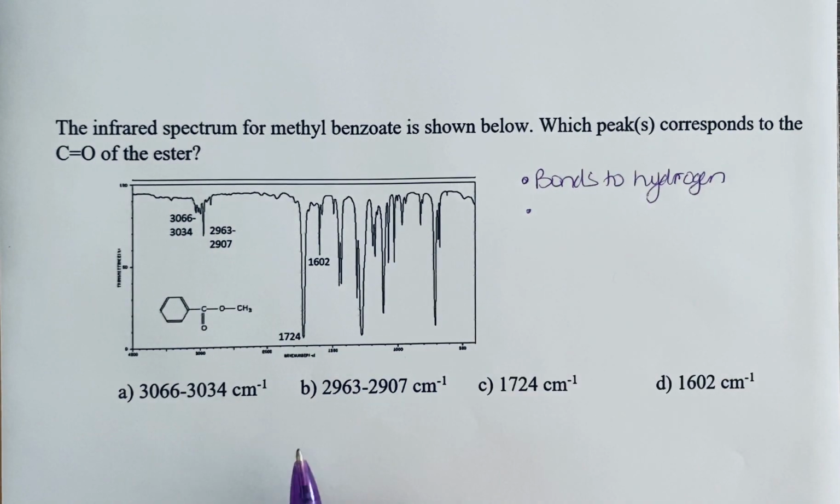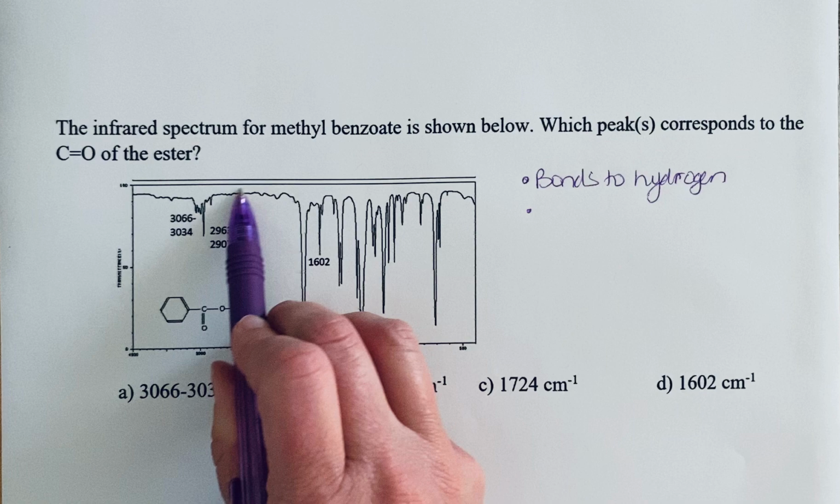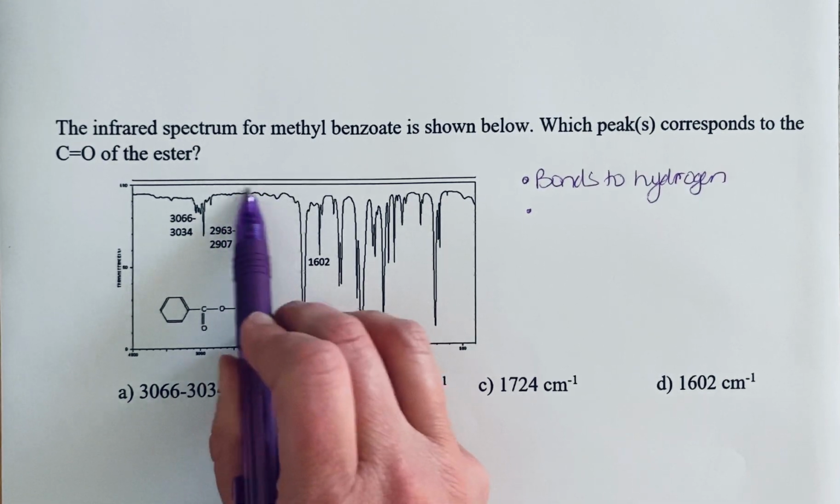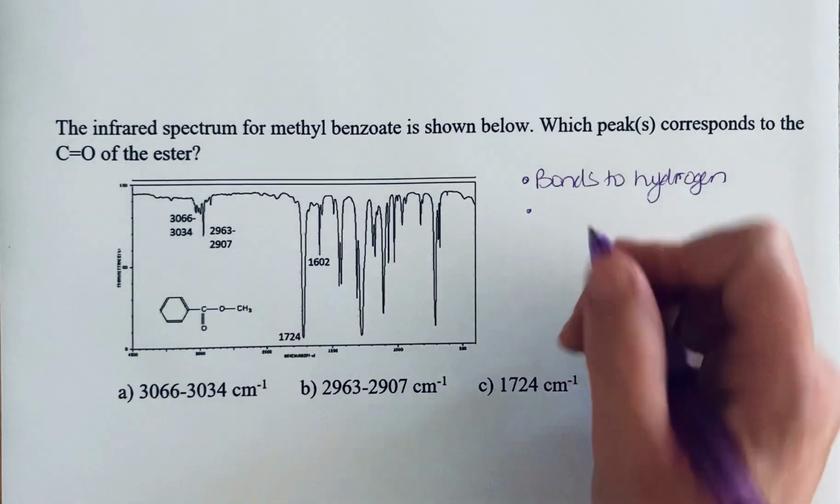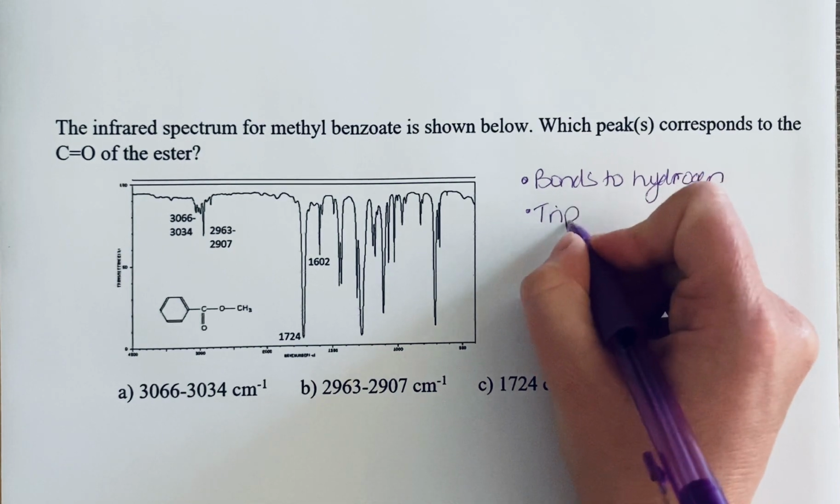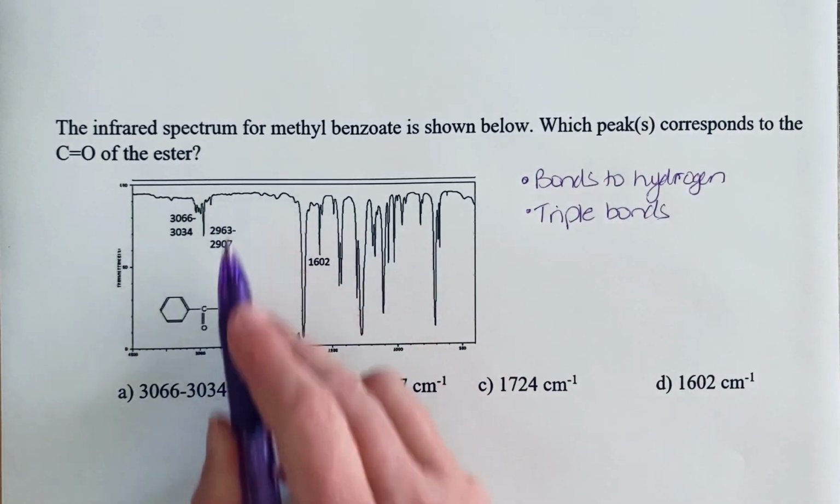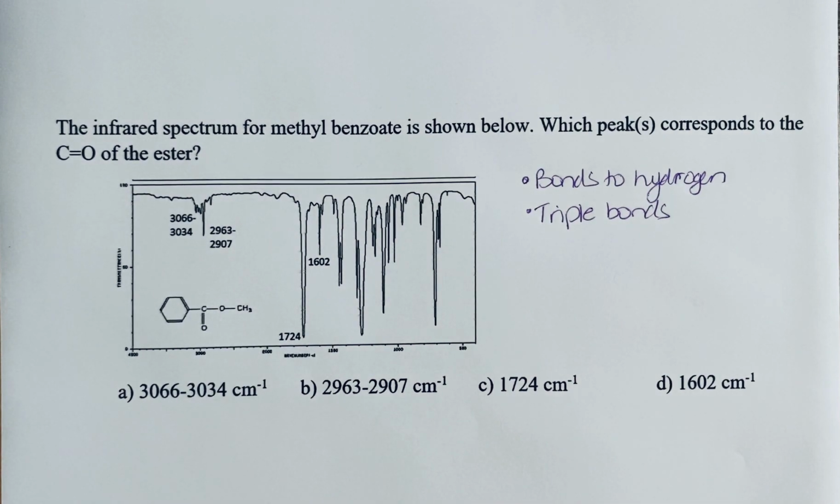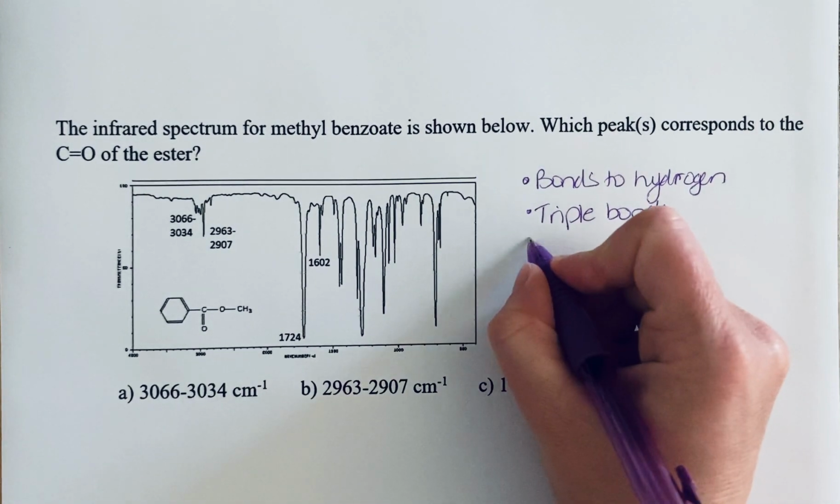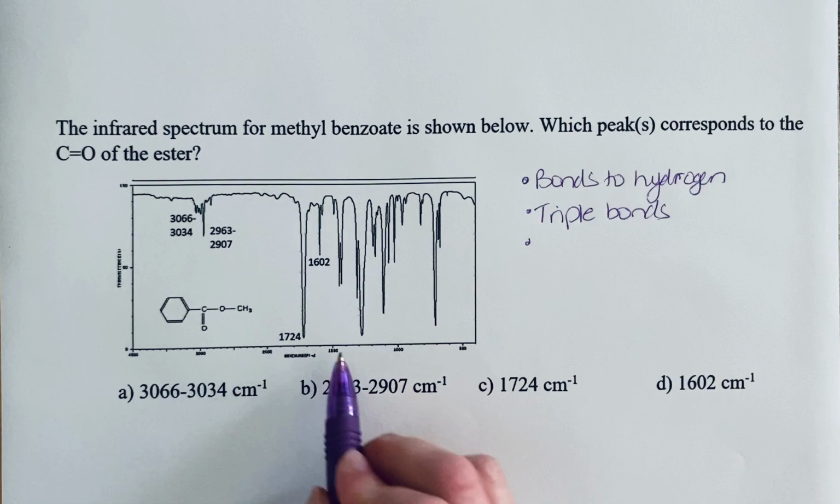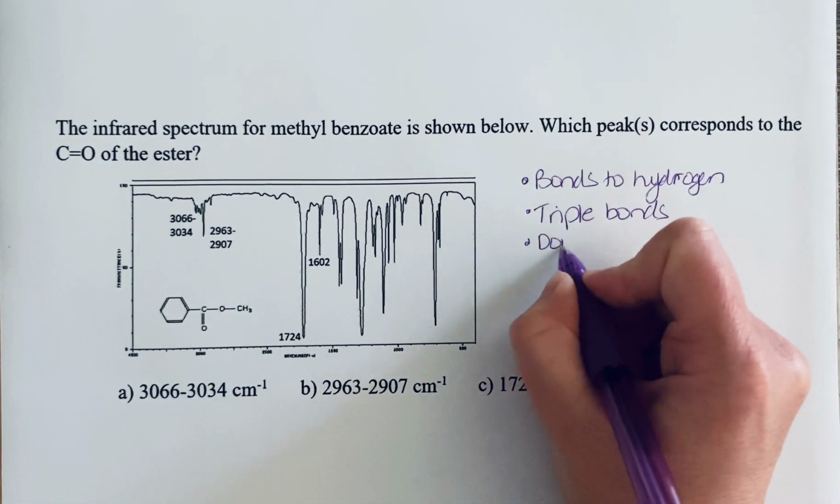The next thing that we've learned to look for right in here, 2100 to 2200, give or take, somewhere in that range, is the triple bond region. And we don't see anything in there labeled because we don't have any triple bonds in methylbenzoate. And then the next region that we're going to see down here is the double bond region.